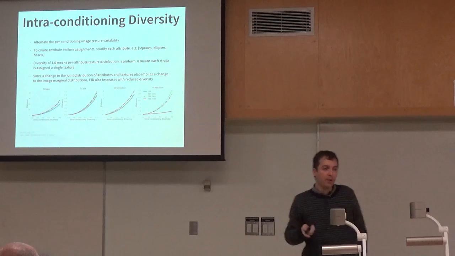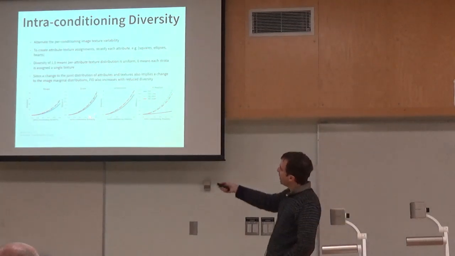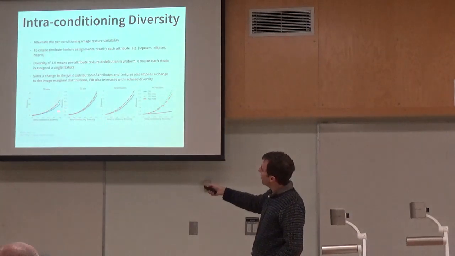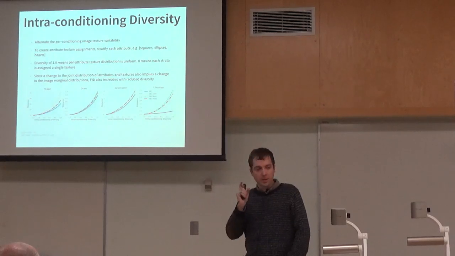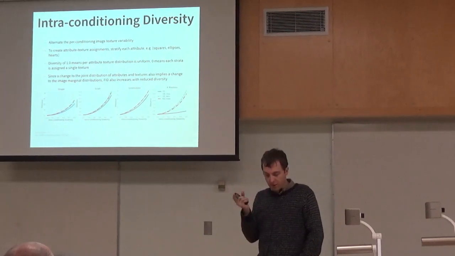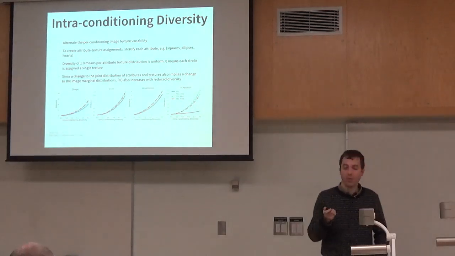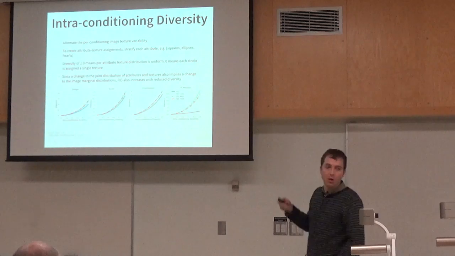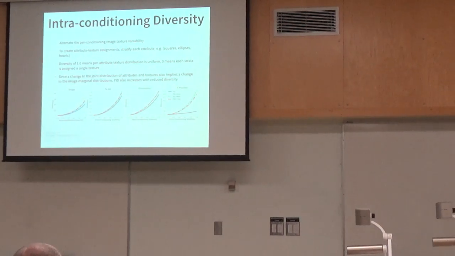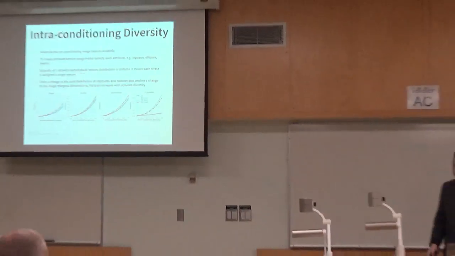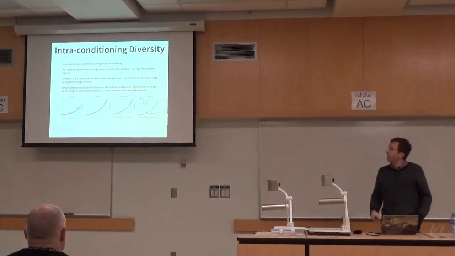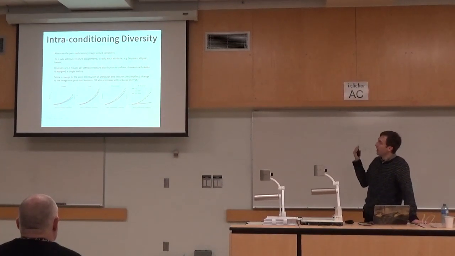Now, one thing that I'll point out is that FID is also sensitive to diversity, because changing the distribution between attributes and textures also affects the marginal distribution over the images. Again, as I showed before, the FID does capture that. However, if the image marginal distribution were to stay consistent, then FID would not be sensitive.